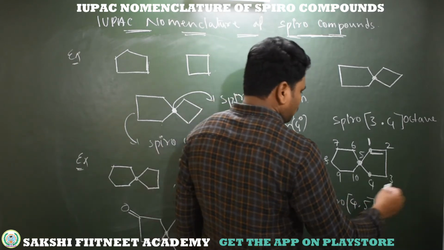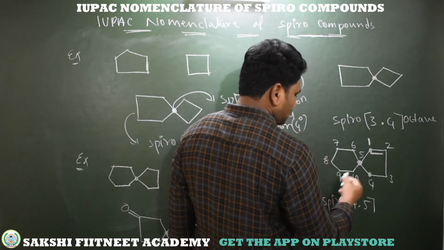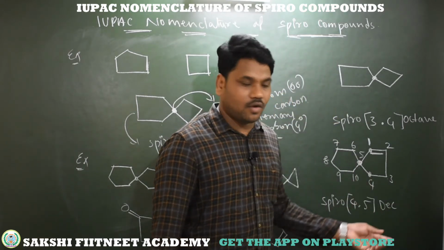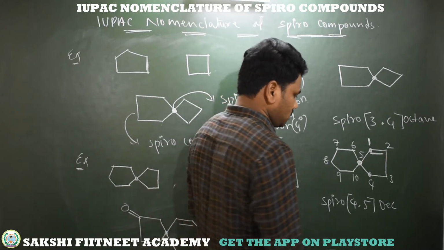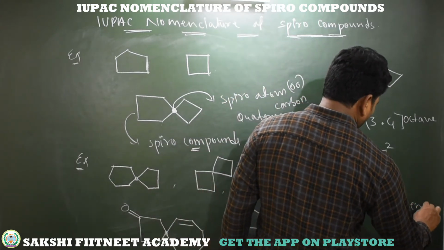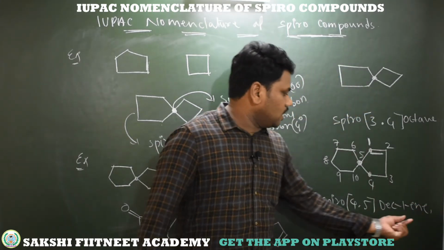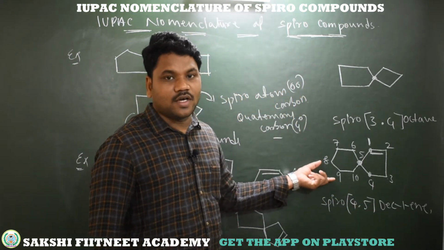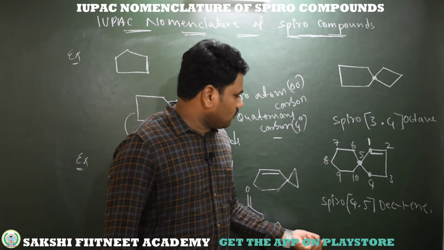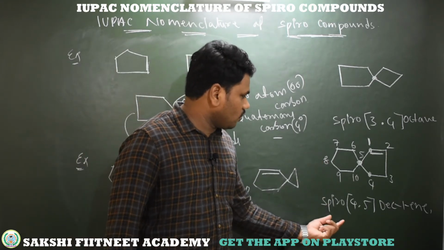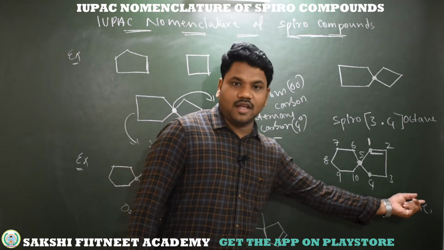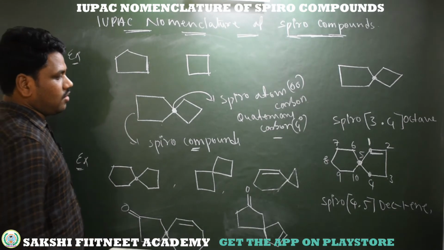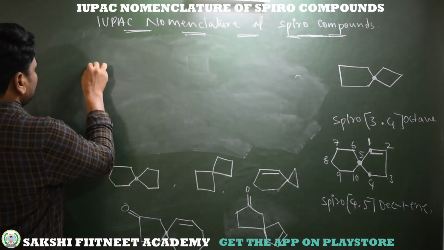so [4.5]. And what about the hydrocarbon name? 10 carbons are there, so the word root is dec. And here we have unsaturation at the first position, dec-1-en. I'm ending with e because there are no functional groups on this compound. So finally, what is the IUPAC name of this compound? It's spiro[4.5]dec-1-ene. This is the IUPAC name of that spiro compound. Now I am taking another example.